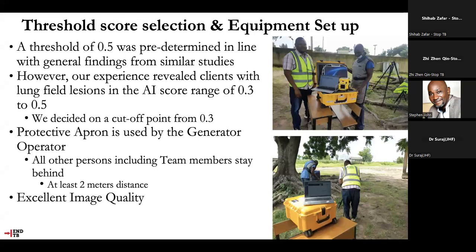The equipment comes with one protective apron, which is worn by the generator operator, and all the people, the team and the clients, stay behind. We have a cutoff distance of 2 meters, but they stay far beyond this. And our radiologists have confirmed that the images are excellent and are very happy to review them always, because they feel excited to be seeing such images compared to what they usually see in their fixed X-ray equipment in the facilities where they work. On the right, you can see pictures from the field. These are some members of our team just about to set up, and they decided to take these pictures that I thought I should share.